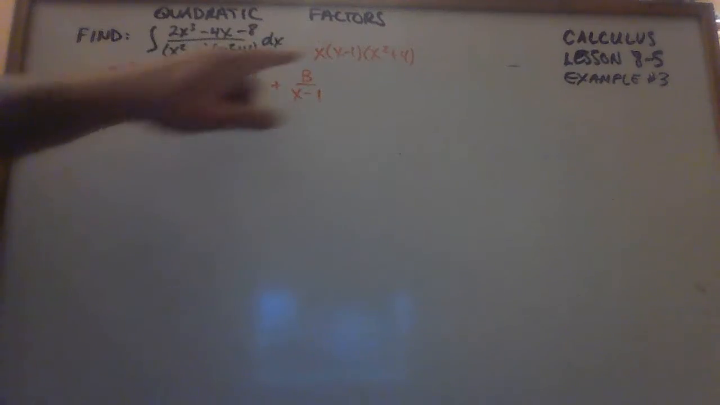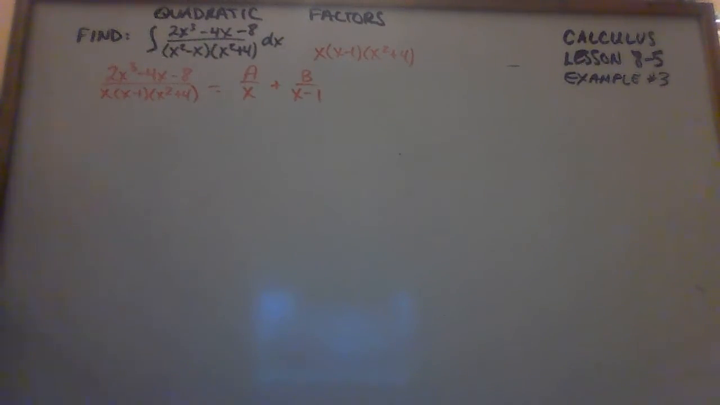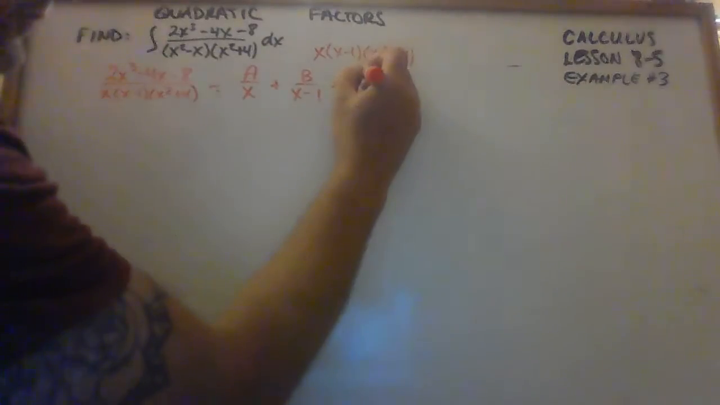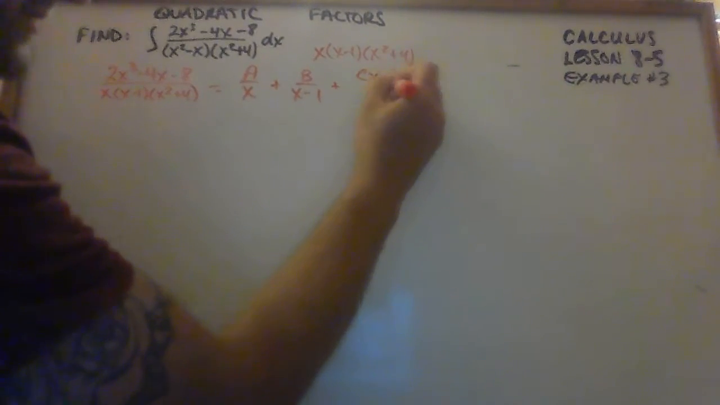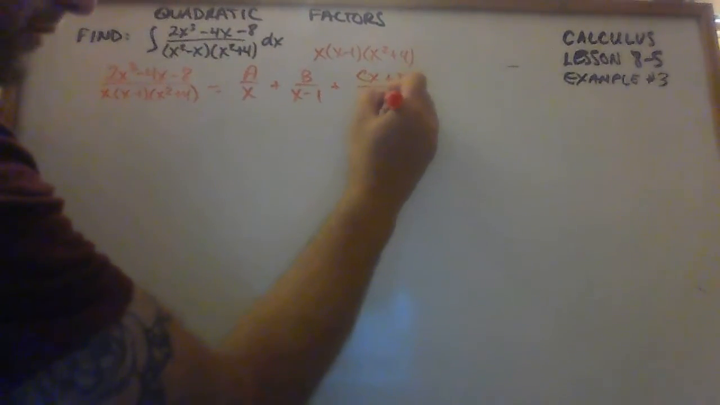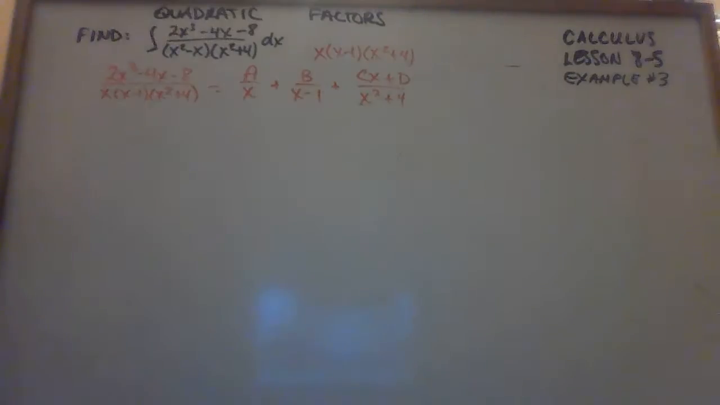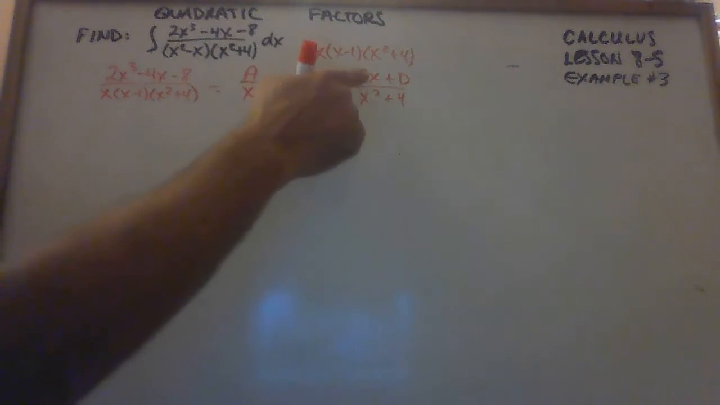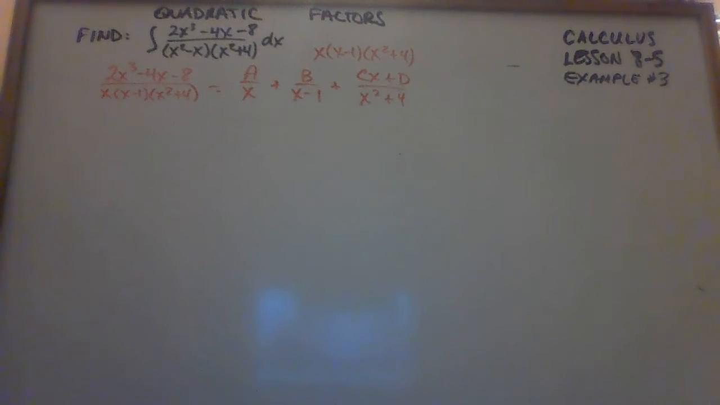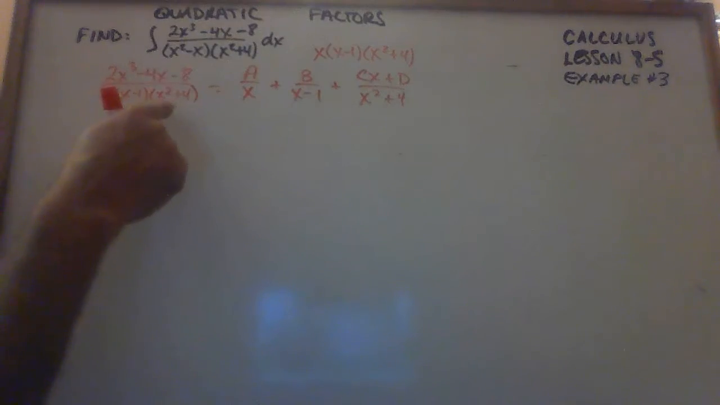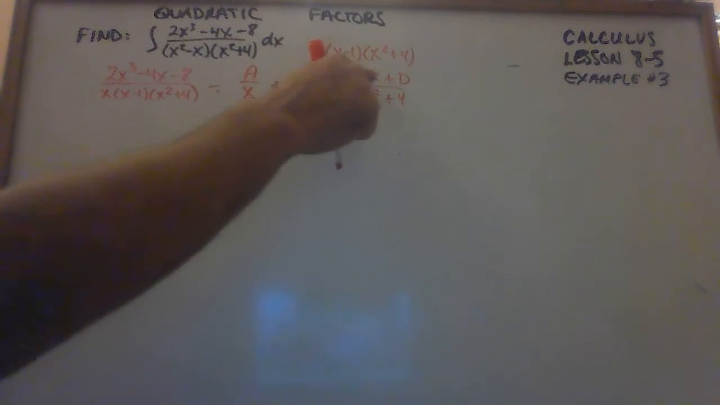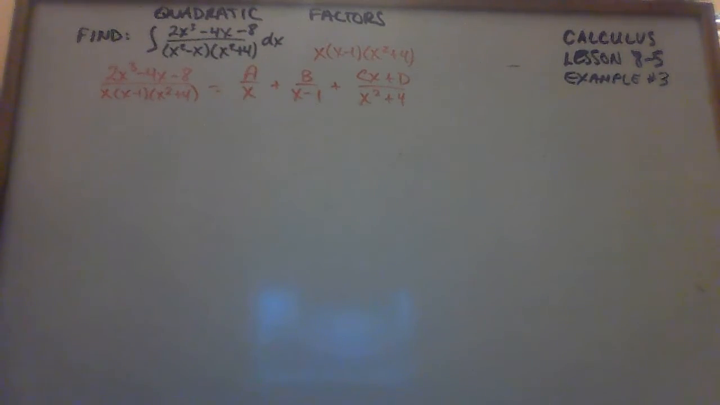Now, since I have a quadratic here, the top of this is going to be (Cx plus D) over (x squared plus 4). Okay, so we haven't run into this yet. Anytime I have a quadratic, I'm going to have something that looks like that, Cx plus D there.